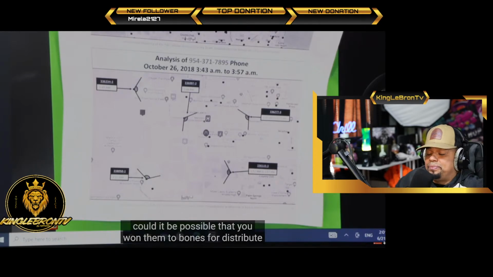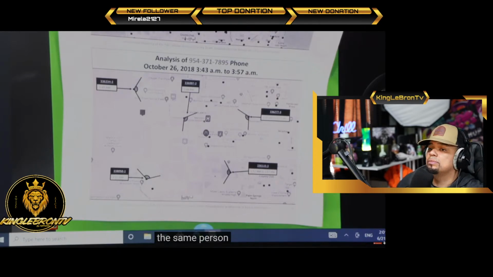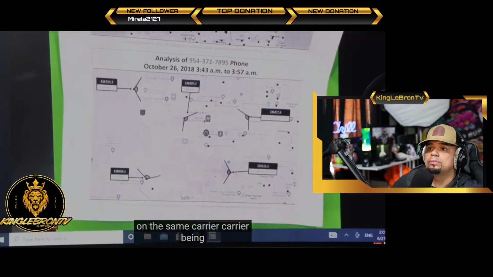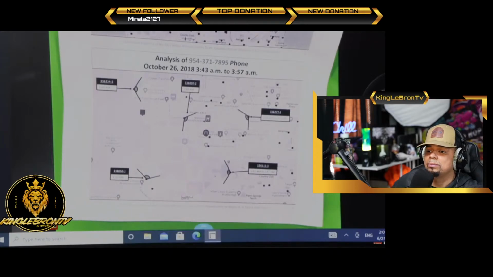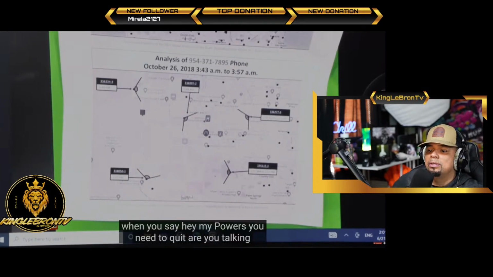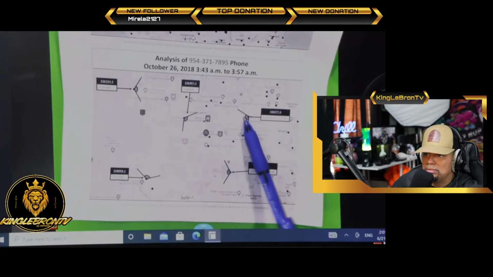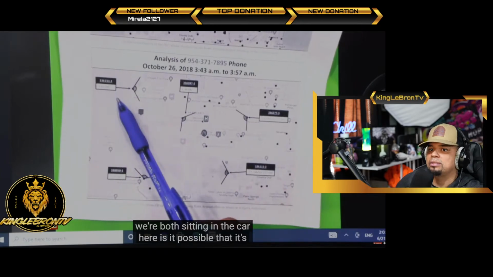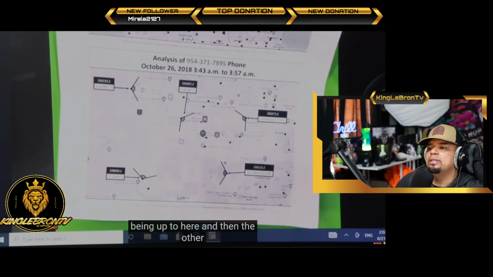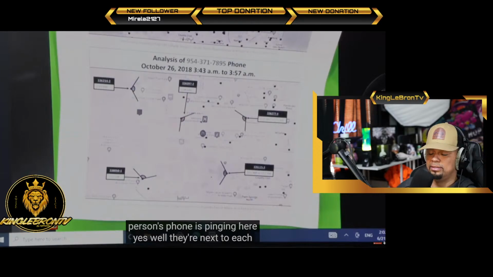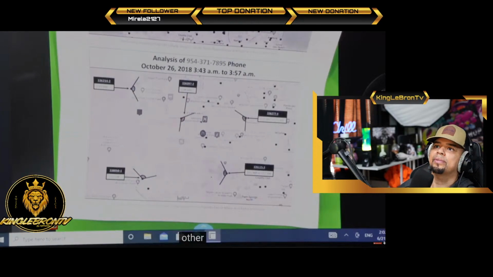Two phones registered to the same person on the same carrier, being operated by two different people who were sitting next to each other. Can those two phones ping off different towers? Yes. The answer is yes. When you say ping off towers, you mean the engineering report? Yeah, the engineering report. Could different towers see those phones? Yes. So we're both sitting in the car here. Is it possible that it's pinging off to here and then the other person's phone is pinging here? Yes. While they're next to each other. Yes. All right. Great. Glad we got that out the way.